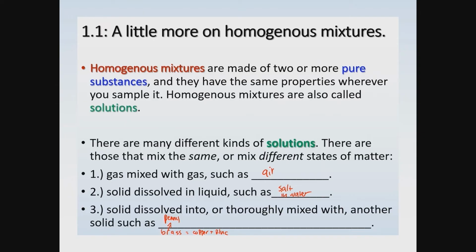Another example of a solid dissolved in a solid would be bronze. Bronze is not a mixture of copper and zinc. It is a mixture of the element copper and the element tin. You can vary the amount of copper and tin in the bronze. One person found out that when you mix tin with copper, it makes the copper much stronger. So bronze was often used in armaments in the past. Okay, so let's move on.